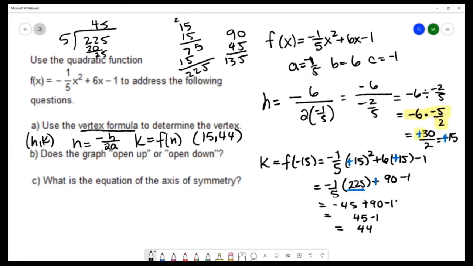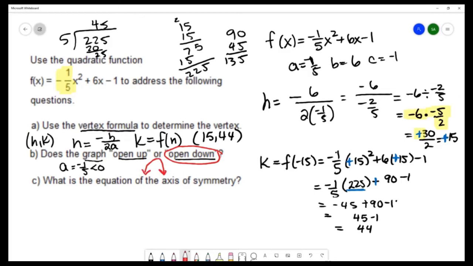And we want to know the orientation. Does this graph open up or open down? We can determine that with the value of a. So because a is negative 1/5, which is less than 0, we know that the orientation is open down. So the graph of this parabola will open down.